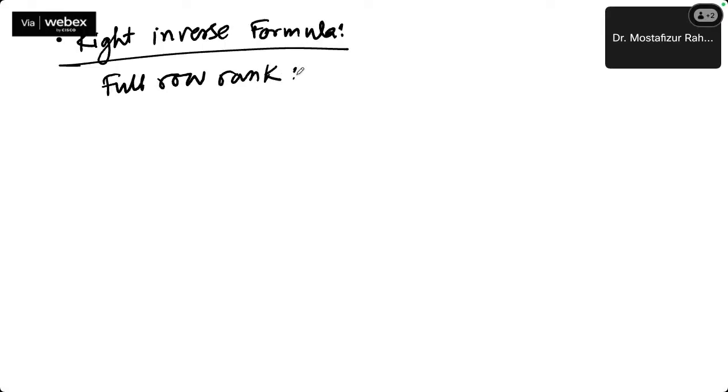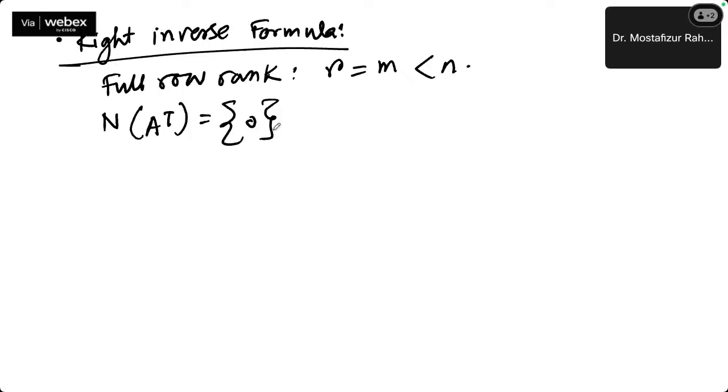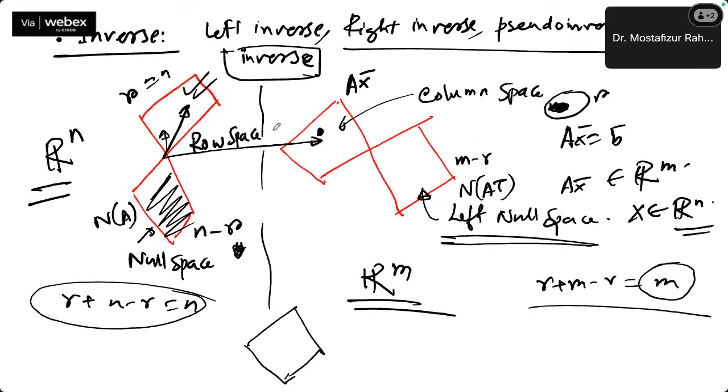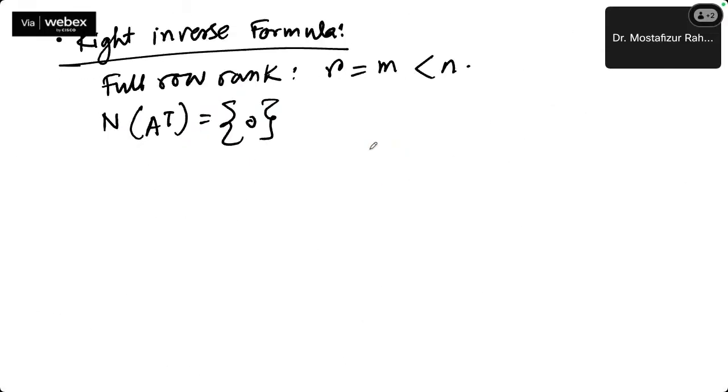Full row rank matrix. In this particular case, rank is R and R equals M, and possibly there are fewer rows and more columns. That is the situation, right? In this case, my left null space, the null space of A transpose, equals only the zero vector. If you see the figure here, I am only left with this part, and this does not exist. Only the zero vector. This is the situation. In this case, I have independent rows.